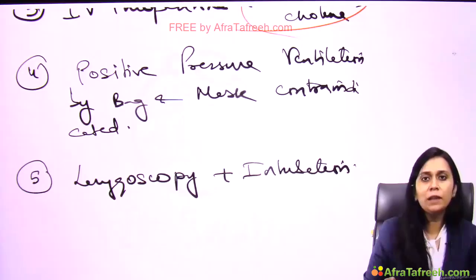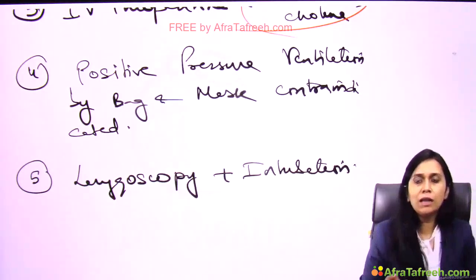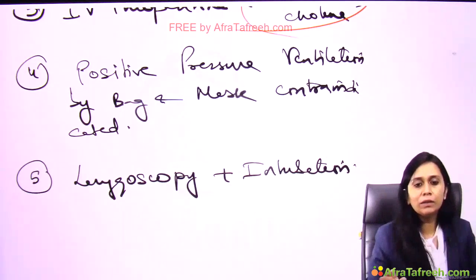These are the 5 steps of RSI. This is how we do RSI. Got it, everyone? Why am I using succinylcholine? Because I want a fast onset. So these are the five steps of RSI. Understood this?